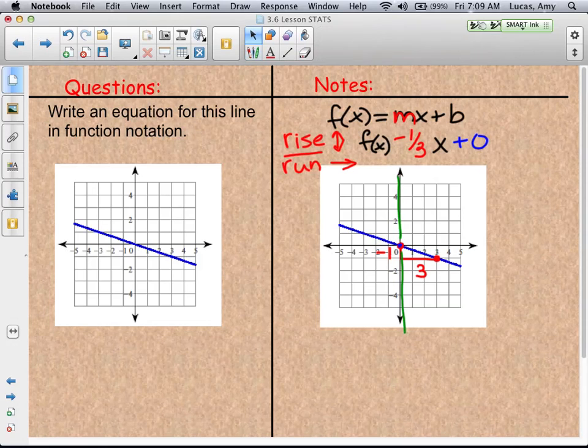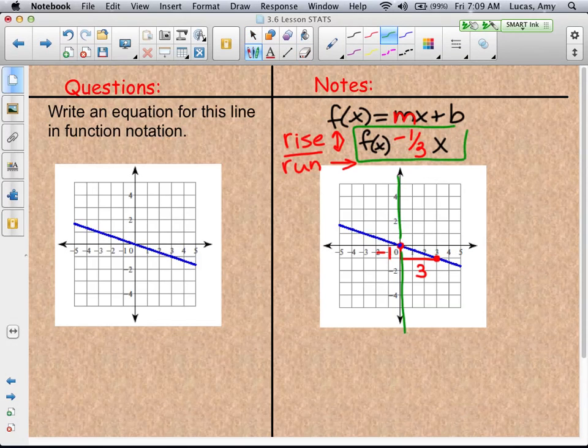And you don't even have to write the plus 0 on the end. So it's more common to see just f of x equals negative 1/3 x. So when the intercept is 0, there is not a number after x.